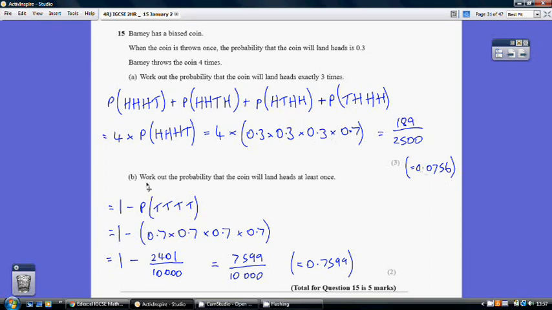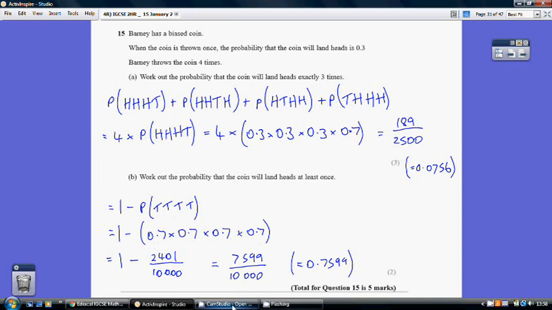Now with part B, there's a quick way to do this. It says work out the probability that the coin will land heads at least once. Now the only time it won't land heads at least once is when you get 4 tails. That's the only probability we don't want. So if we take this probability away from a whole, we'll get our answer. So it's 1 take away the probability of tails and tails and tails and tails. So 0.7 times 0.7 times 0.7 times 0.7, which gives us 0.7599.